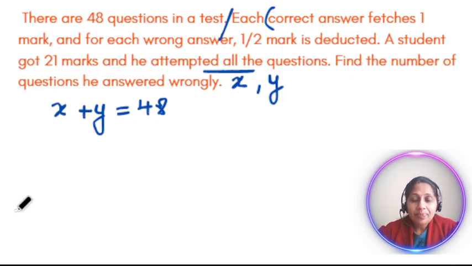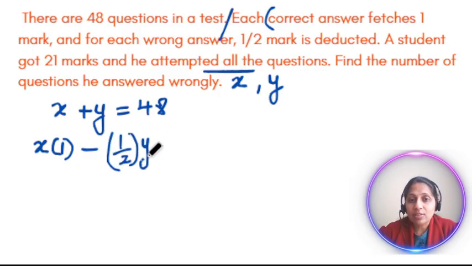So if he has answered x questions correctly, then he would have got x times 1 marks. And if he answered wrongly, they are going to deduct marks, so it's minus. How many marks? Half a mark for every wrong answer. Wrong answers are y, so minus half of y, because half times y gives you the total marks deducted for the wrong answers. So that is equal to 21 marks.